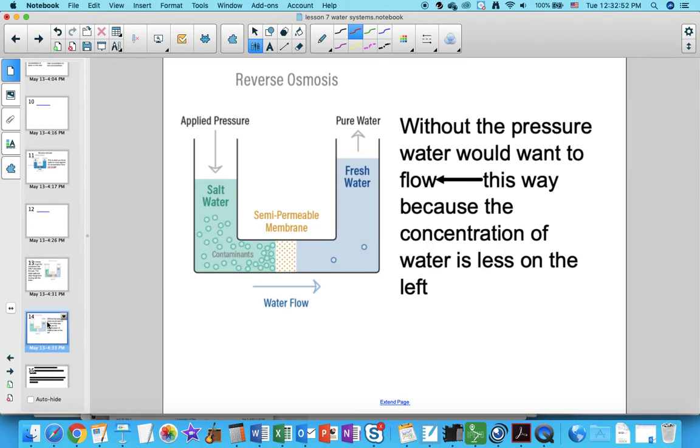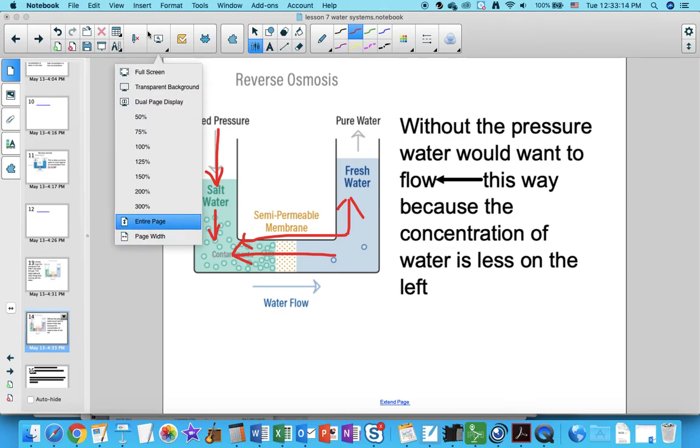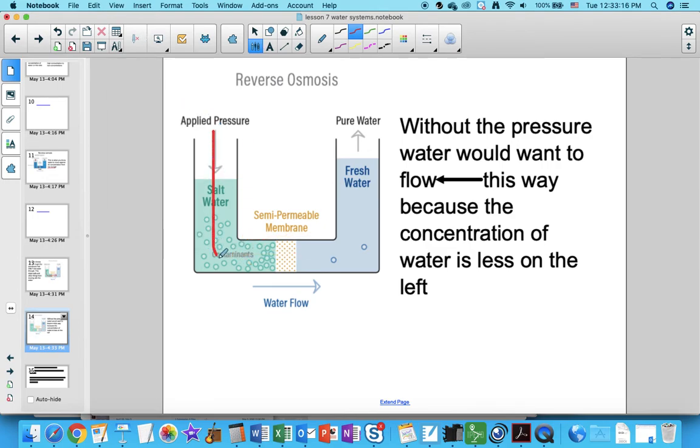Without the pressure, so if you released that pressure, if you just went, okay, we're stopping, the water would then flow back. Because again, you have this high concentration of fresh water and this low concentration of water on this side. So now the water is going to move back. Right? So you need to maintain this pressure. You need to keep applying pressure to force the water to this side. You're moving the water from low to high concentration.